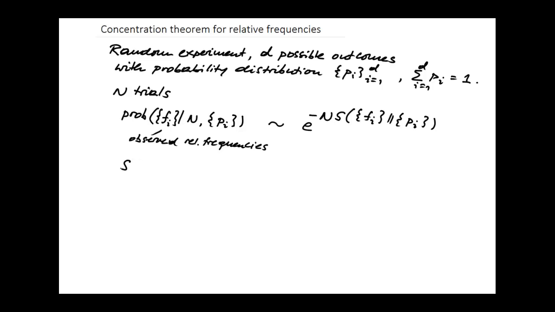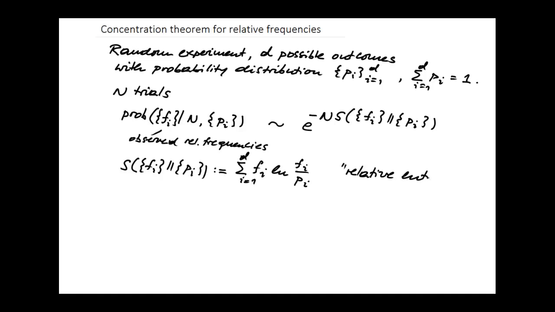And it's defined in the following way. It's the sum over i from 1 to d of f_i log f_i divided by p_i. And this function has a name. It's called the relative entropy. So it's the first occasion where the term entropy appears. It's not identical with the thermodynamic entropy yet, but it's closely related. It's called the relative entropy.